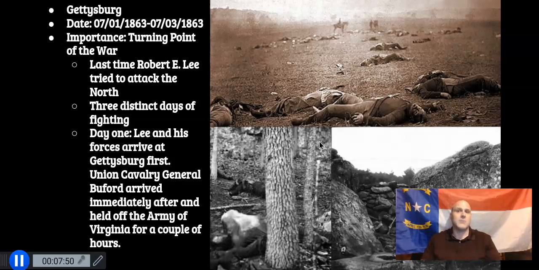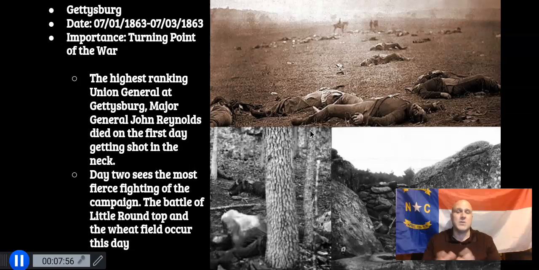and are able to fight. Now these fields, Gettysburg is just a big open field. That's kind of what it is. It's a few different fields together. It's amazing. You should go there to see these battlefields, to think that so many people fought and died in such a small area of land. So you have the highest ranking general, John Reynolds, gets killed the first day.